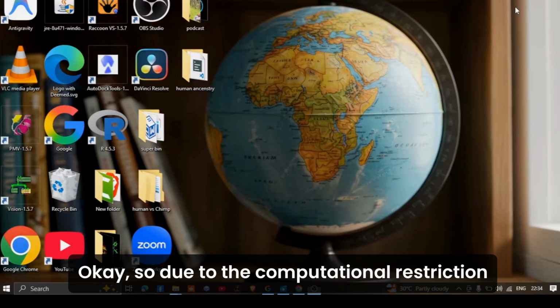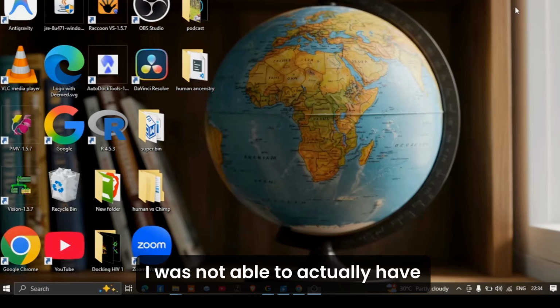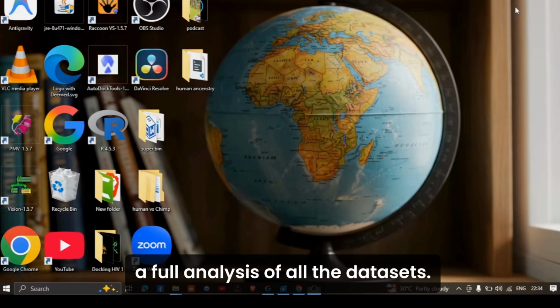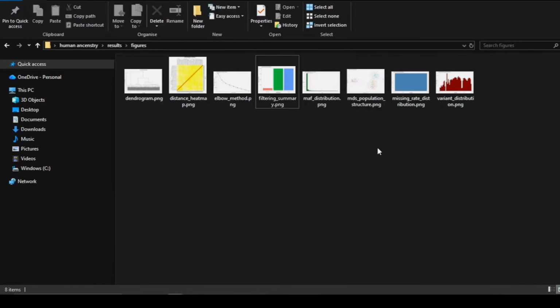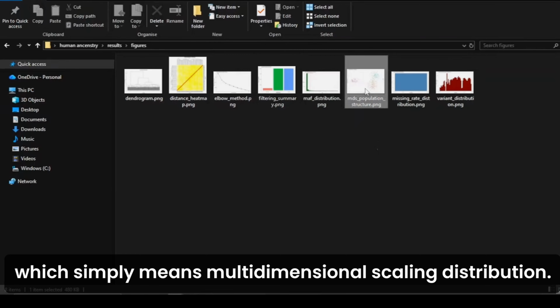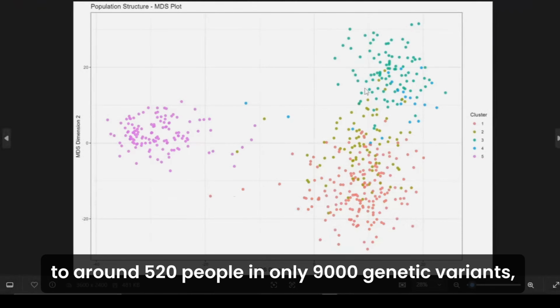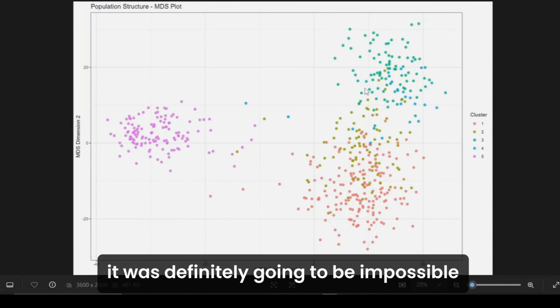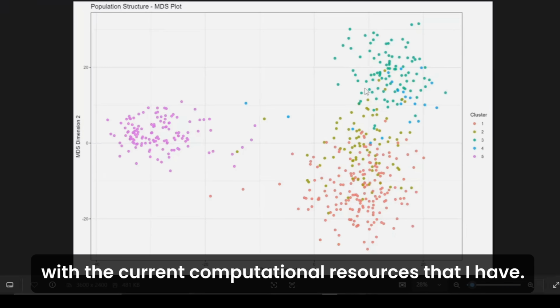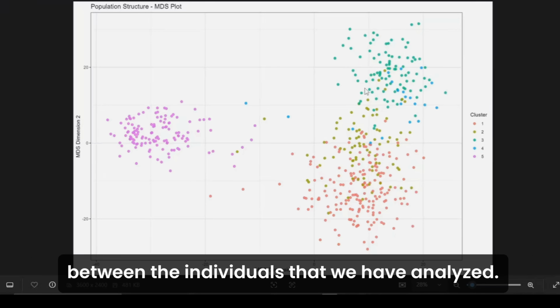Okay, due to the computational restriction that I have suffered before, I was not able to do a full analysis of all the datasets. So the next result is the MDS population structure, which means multidimensional scaling distribution. Since we have reduced our data to around 520 people and only 9,000 genetic variants, trying to compare every person's genetic profile directly was definitely going to be impossible with the computational resources that I have. We are just going to calculate the genetic distance between the individuals that we have analyzed.